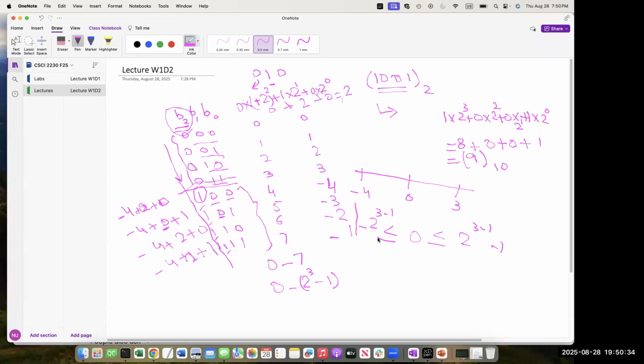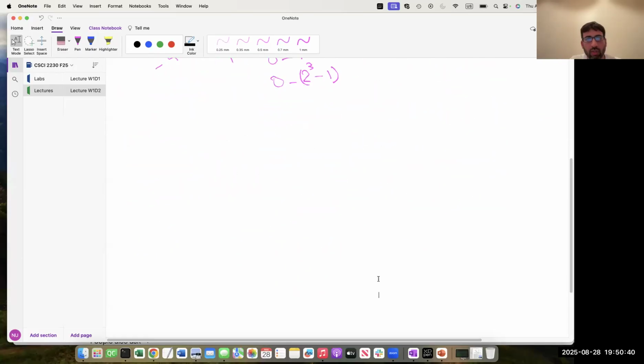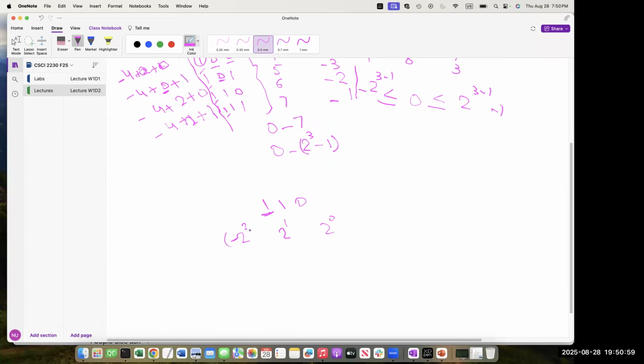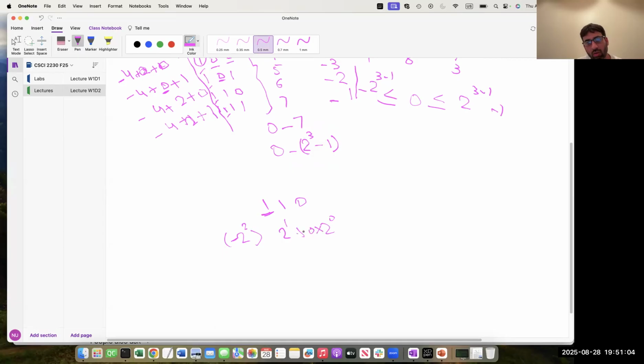110. Okay, you said 110, right? Again, the first weight is 2 raised to power 0, the second weight is 2 raised to power 1, and the next weight is 2 raised to power 2, but negative, right? The weight will be negative. So then simply multiply with the bit values.